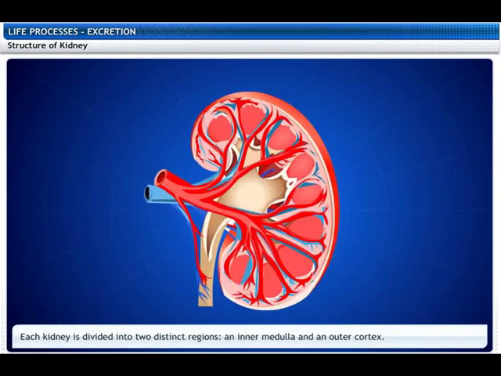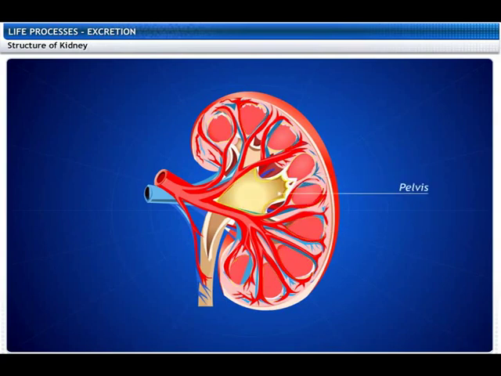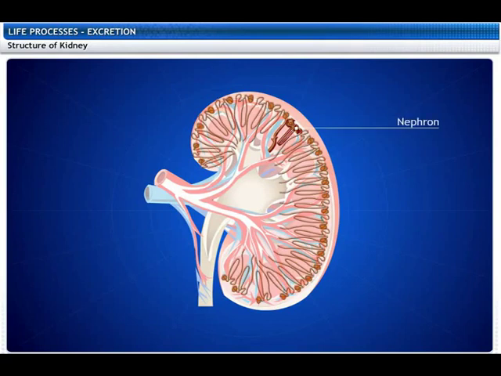Each kidney is divided into two distinct regions, an inner medulla and an outer cortex. The cortex forms a shell around the medulla. The medulla is composed of conical masses of tissue that lead to the pelvis. The cortex has a random arrangement of tiny tubules called nephrons, which are the functional units of the kidney. Each kidney contains about 1 million nephrons.